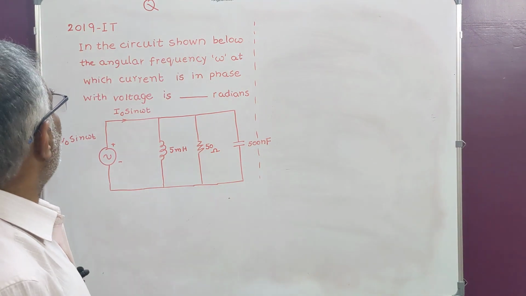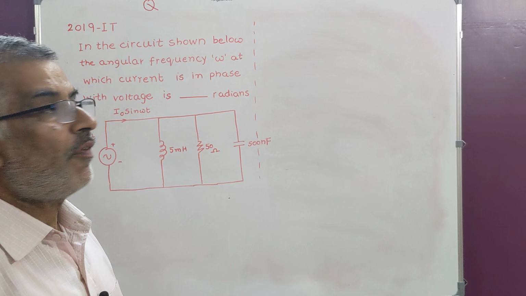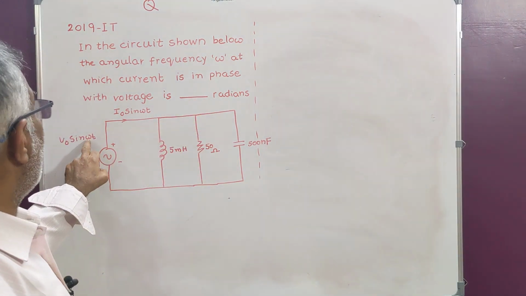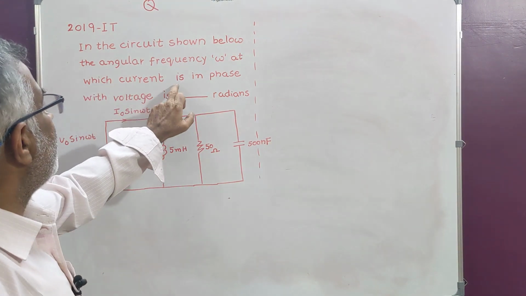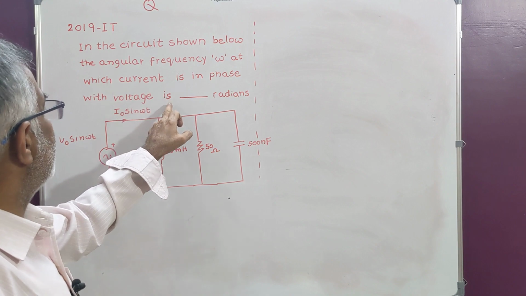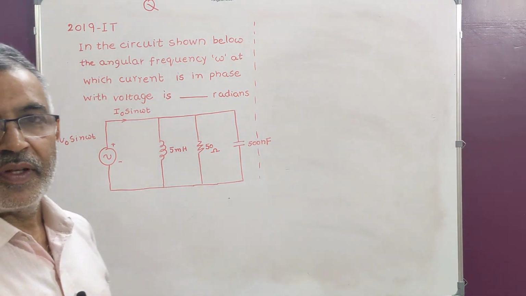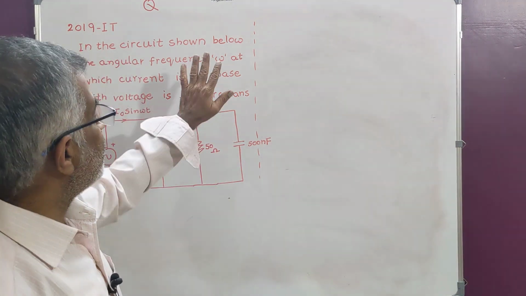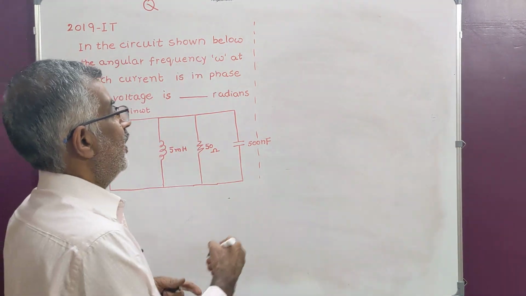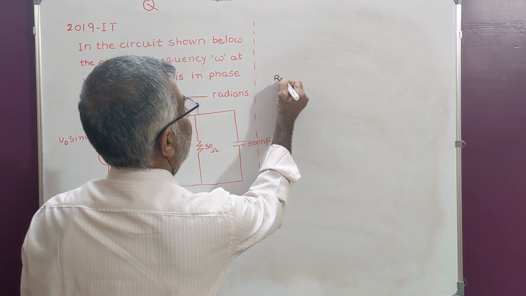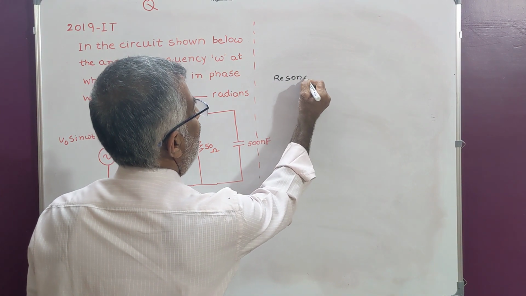The next problem. In the circuit shown below, the angular frequency omega at which current is in phase with voltage is ___ radians. So you have to find out omega. Even though it is stated like this, it is a problem on resonance.